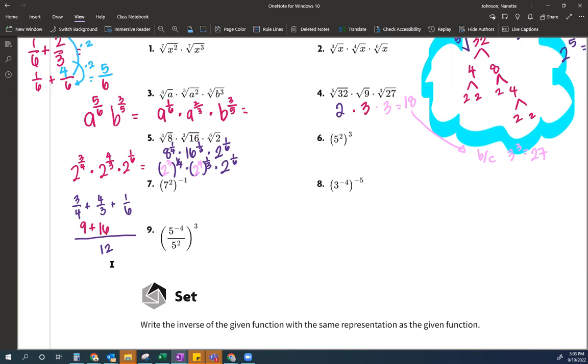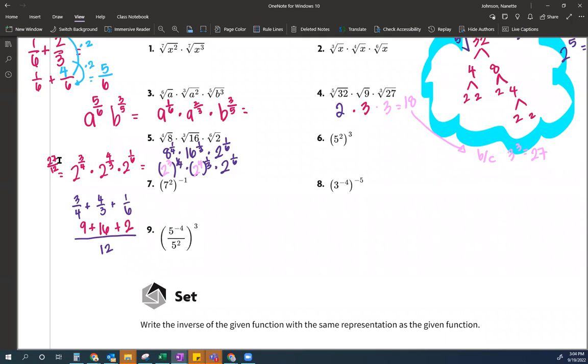And this last one's going to be times 2. So I'm going to add plus 2 here. And so whatever that is, 25, 26, 27. So my total answer is 27 over 12 with a base of 2.